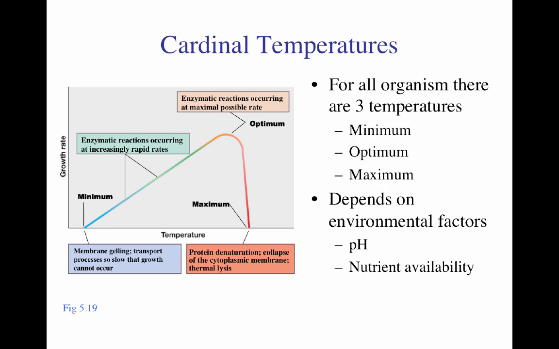As the temperature increases, you have faster enzymatic reactions that are going to allow the microorganism to finally get to the optimum temperature, where all the enzymatic reactions are occurring at the maximum possible rate. But immediately after that, if the temperature increases, you go to the maximum temperature of life for that organism. And beyond that, the proteins are going to be denatured. The cytoplasmic membrane is going to collapse, and the cell will die of thermal lysis. So the cardinal temperatures could be affected by pH and nutrient availability.